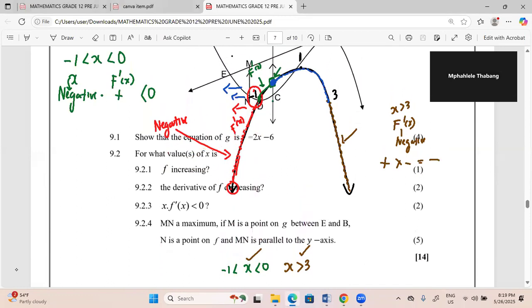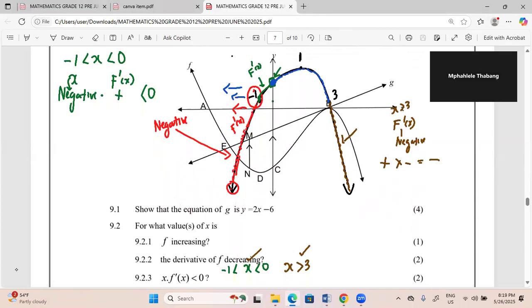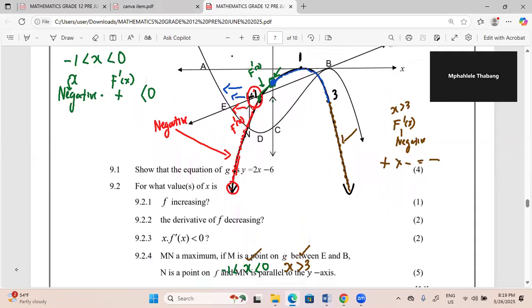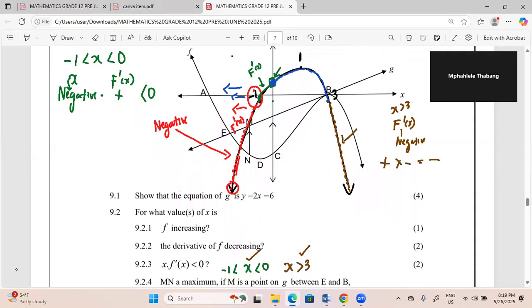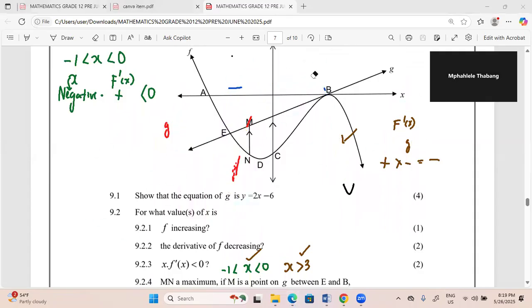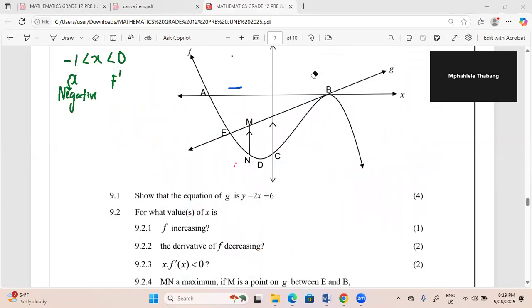Okay, now they're saying MN a maximum. If M is a point on G, MN, oh, we see, okay, let me erase everything that I've written here. M is a point on G. We see actually that M is indeed a point on G. This M is a point on the straight line G.